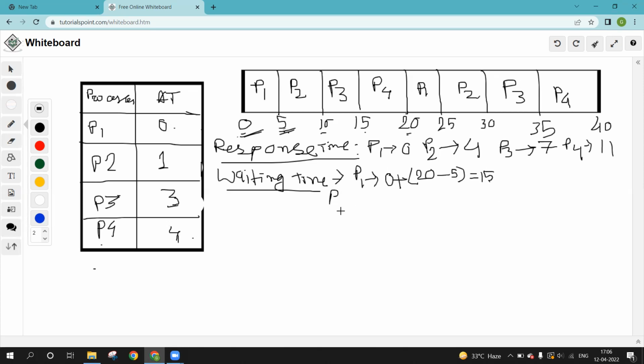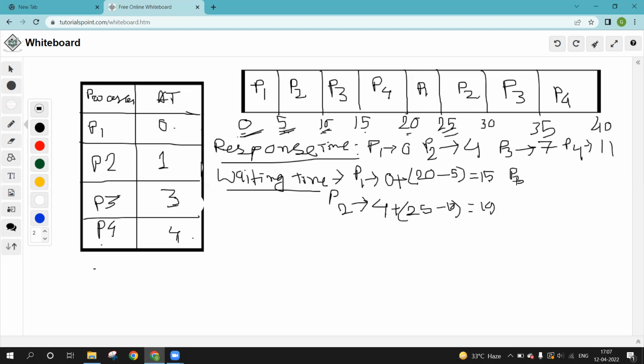For P2, the first waiting time or response time is 4, plus the second waiting time. When it started again, this is 25, and when it ended its first execution, this is 10. So 25 minus 10 is 15, plus 4, this is 19.